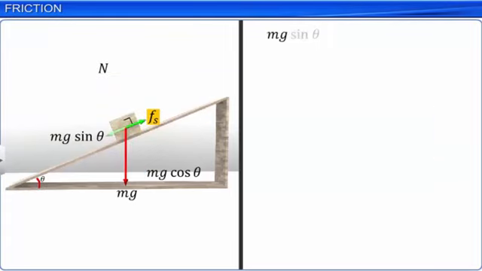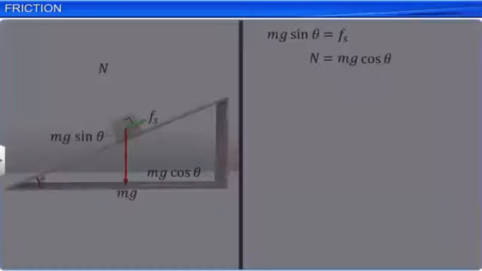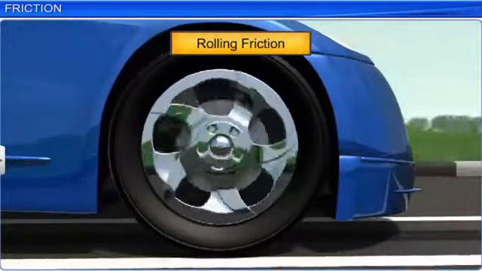In this case, mg sin theta max is equal to Fs max, which implies mg sin theta max is equal to mu s mg cos theta max, which gives tan theta max equal to mu s on simplification. Now let us look at rolling friction.